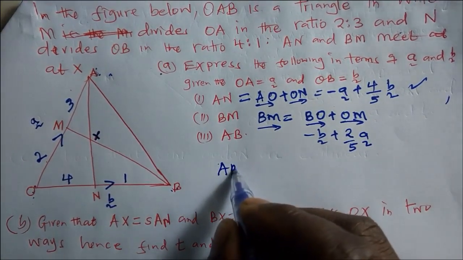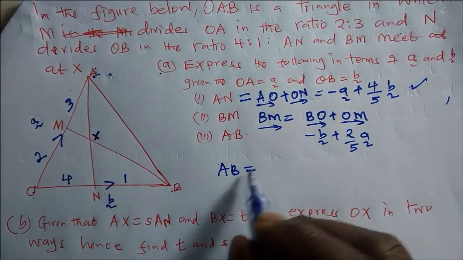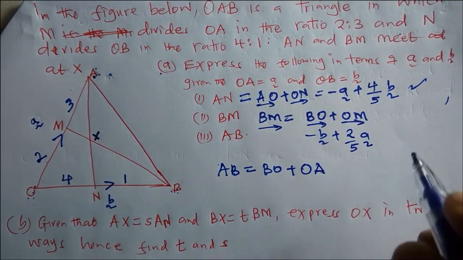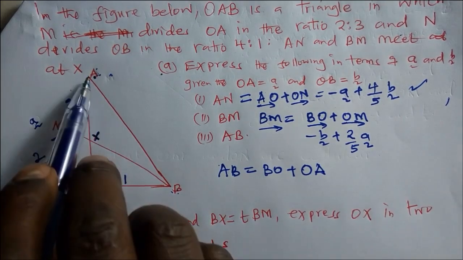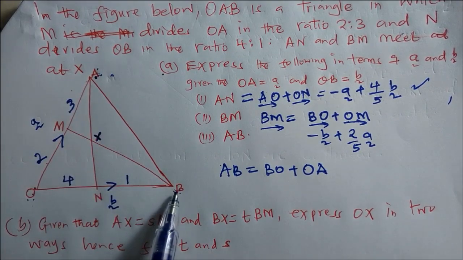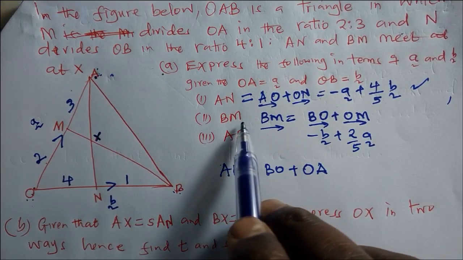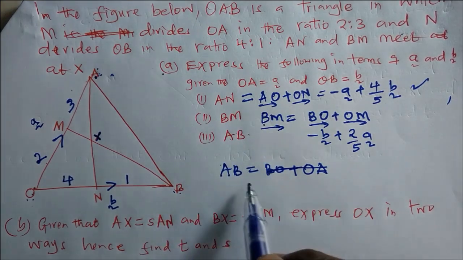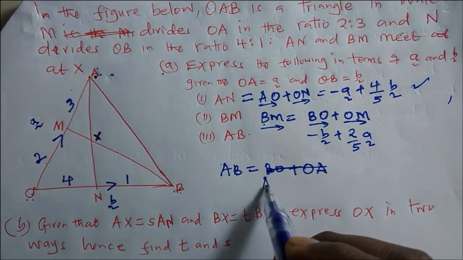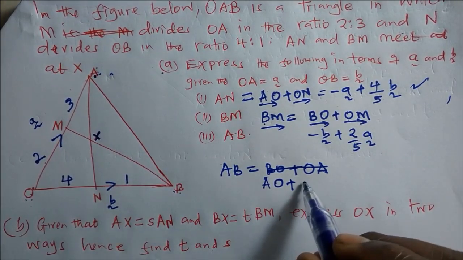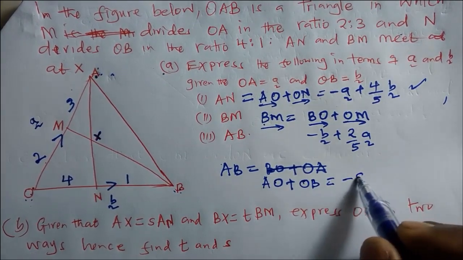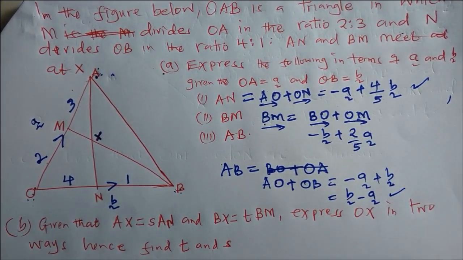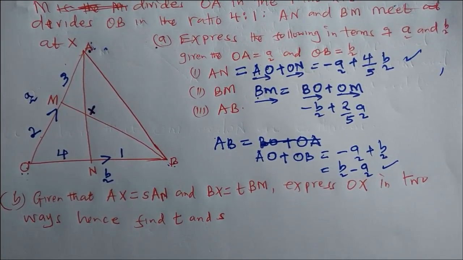Then AB is equal to AO plus OB, which is minus A plus B. And this one is equal to B minus A. So we have finished expressing all of those in terms of A and B.